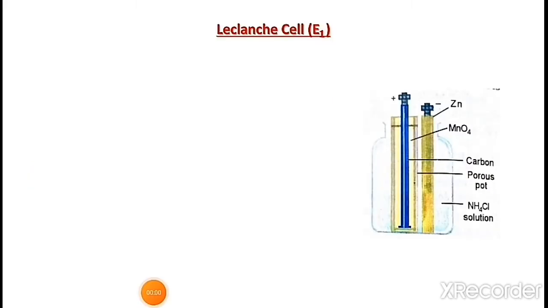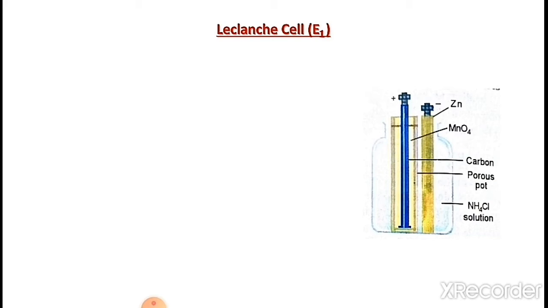Now we discuss the Leclanché cell. The figure of that Leclanché cell is shown here in the slide. It consists of a glass vessel containing a solution of ammonium chloride in which a zinc rod is immersed and serves as the negative electrode. A porous pot is immersed in the glass vessel containing a carbon rod and a mixture of manganese dioxide and powdered charcoal. The following reaction takes place at the electrodes.